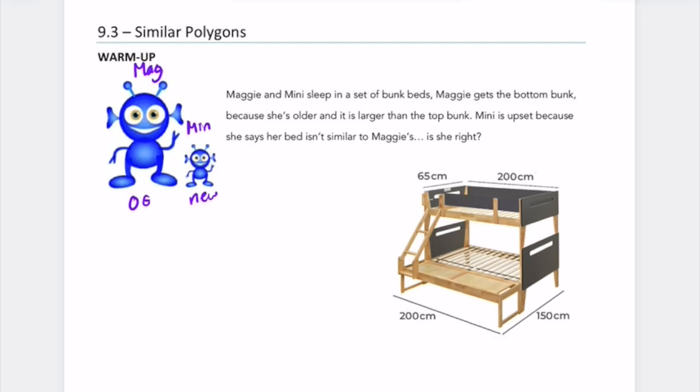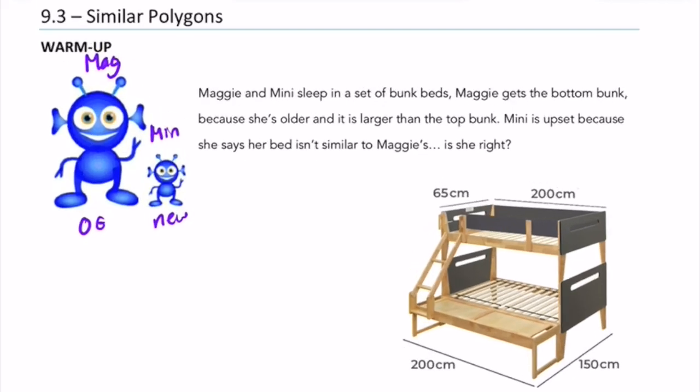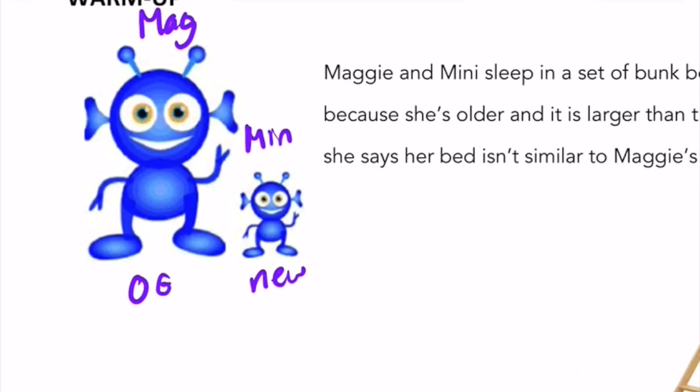Okay, welcome back. So hopefully you gave it a go. A couple of things that we might have noticed is that they're actually not similar. Whether or not you actually came up with a reason as to why they're not similar, that's okay. We're going to talk about it right now. Just a reminder, when we talked about Maggie and Minnie being similar, we talked about scale factor, and their scale factor for each of their measurements was consistent.